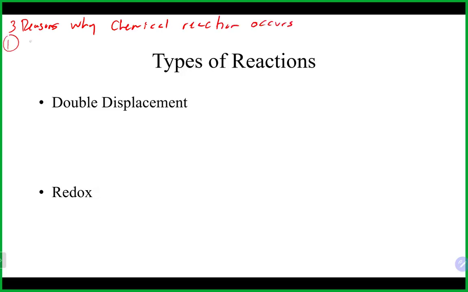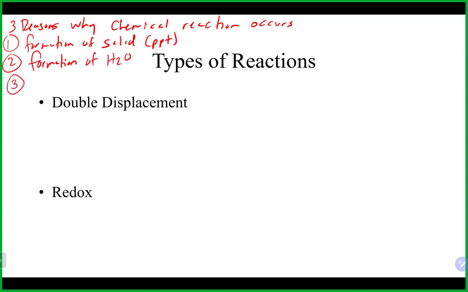The first reason is the formation of a solid or a precipitate. The second reason why a reaction takes place is the formation of water. And the last reason why a reaction takes place is there is some type of electron transfer that is occurring. Pretty much if you look at any chemical reaction, one of these 3 things is ultimately what is happening.